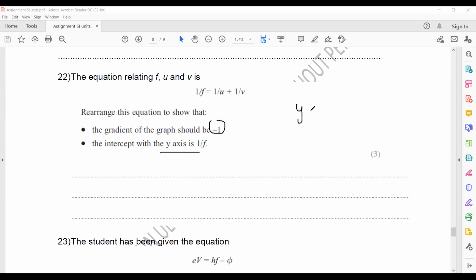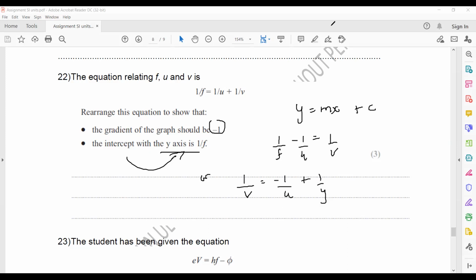So we have y equals mx plus c, and I want to show that the y-intercept is 1 over f. So 1 over f should be added with mx. If I rearrange this equation, 1 over u will move to the other side: minus 1 over u equals 1 over v. Or I can write 1 over v equals minus 1 over u plus 1 over f.